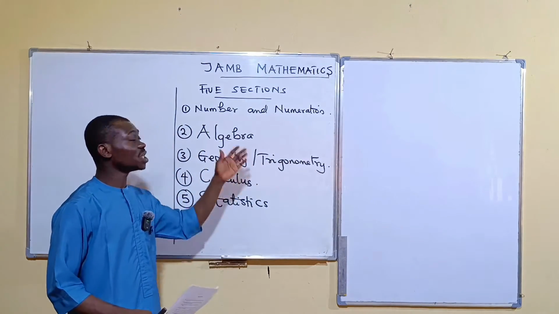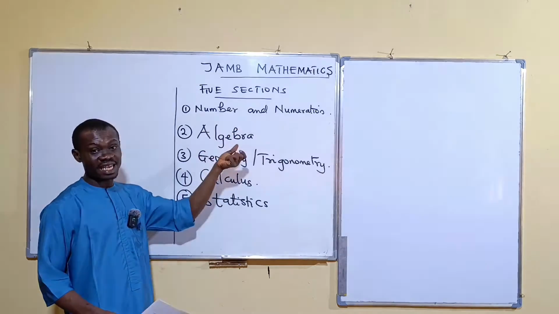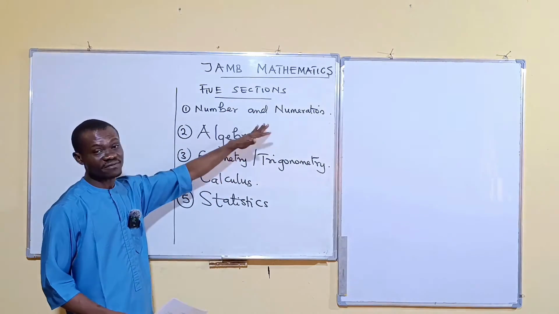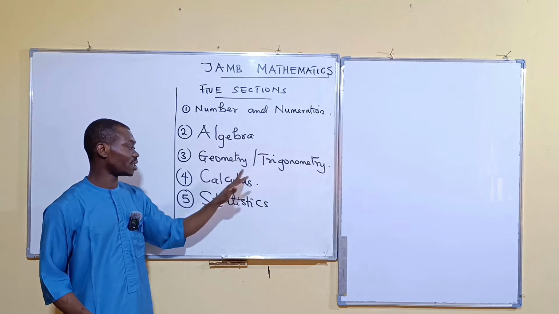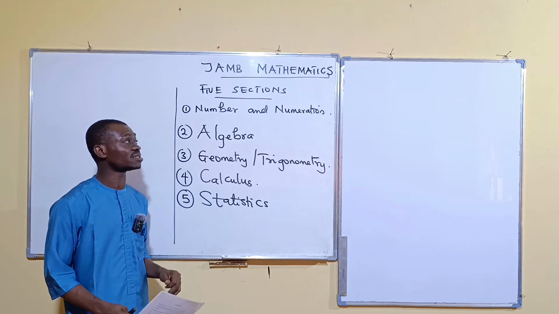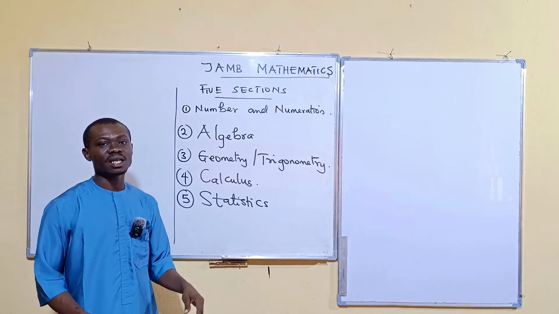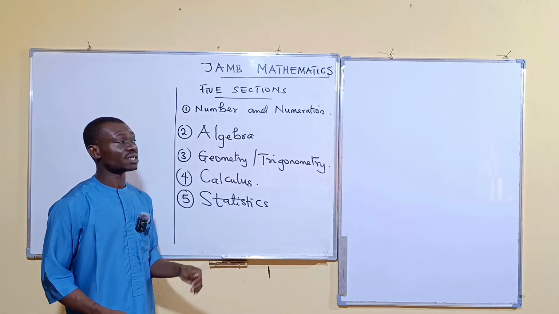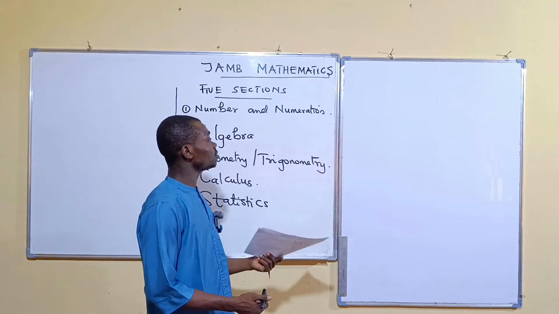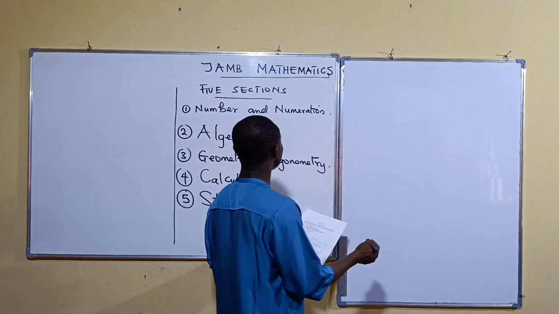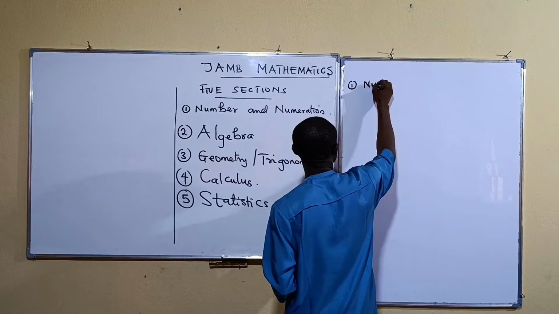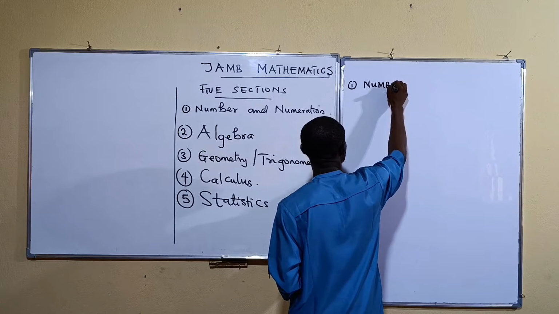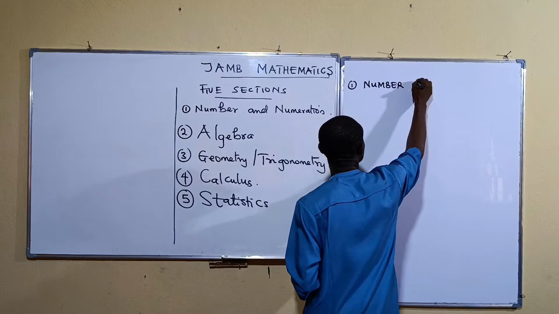So, JAMB Mathematics. Like I said in the introductory video, we have 5 sections: numbers and numeration, algebra, geometry and trigonometry, calculus, and statistics. So we are beginning immediately with the first. Now under numbers and numeration, there are 5 topics we are going to be seeing. The first is number systems, or number bases.